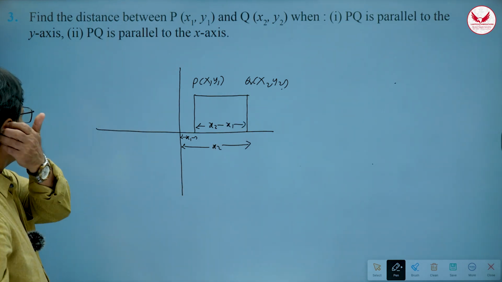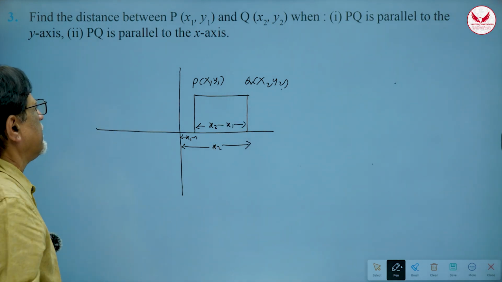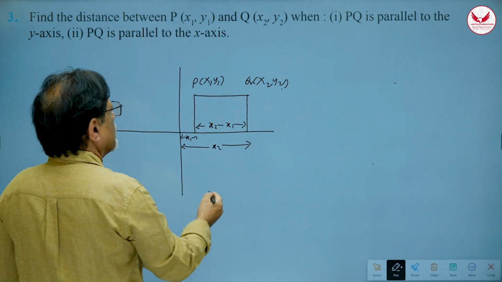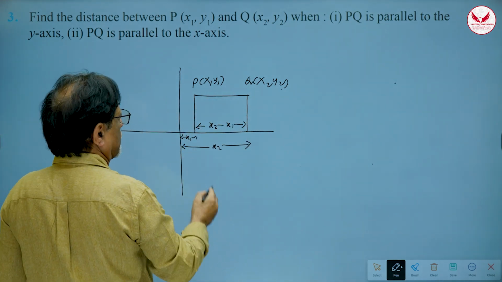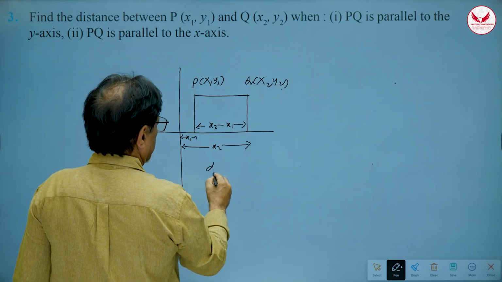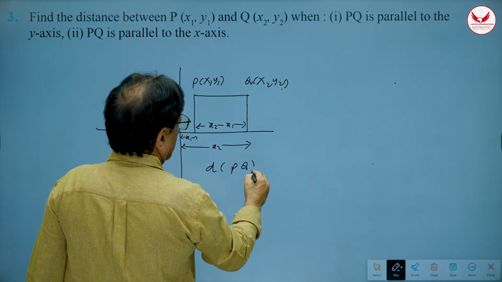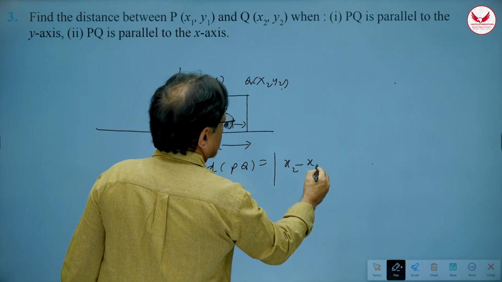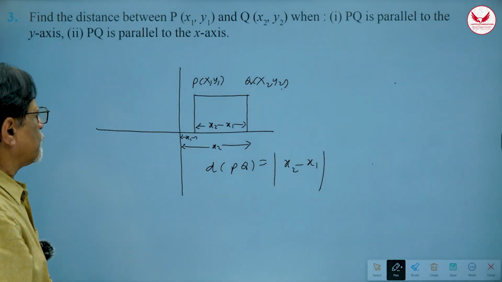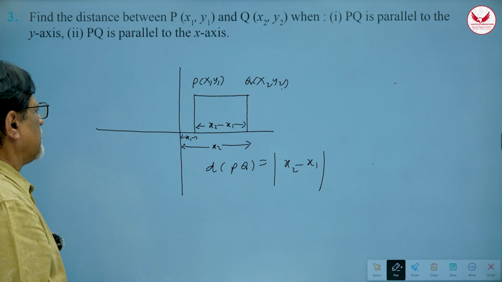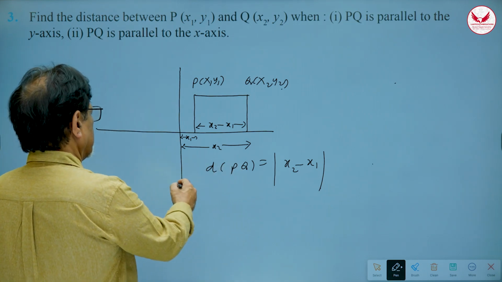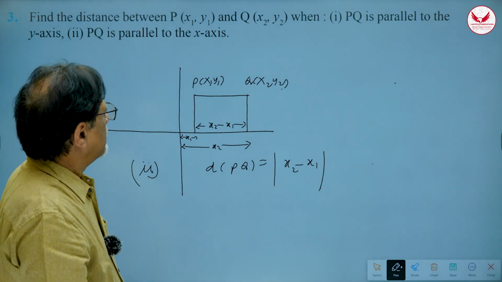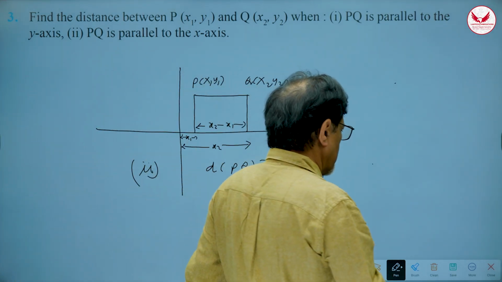But we have chosen (x1, y1) and (x2, y2) arbitrarily. It is not given that x1 is greater than x2 or y1 is greater than y2. And distance is always positive. Therefore, the distance PQ is the positive part of x2 minus x1. So mod of x2 minus x1, that is the answer to the second question. Okay. So that's how this problem is solved.